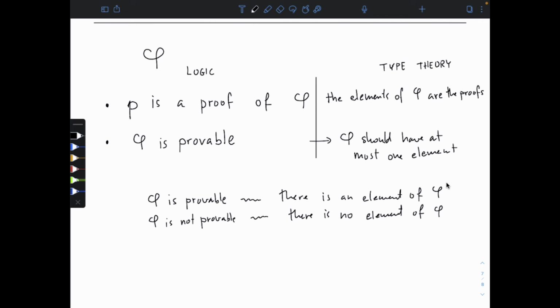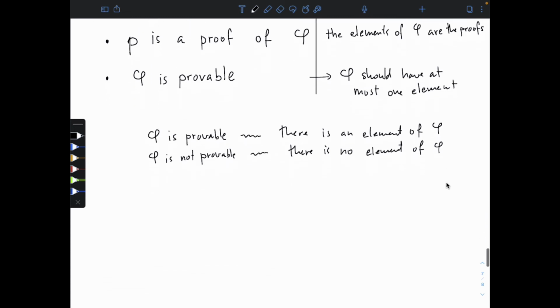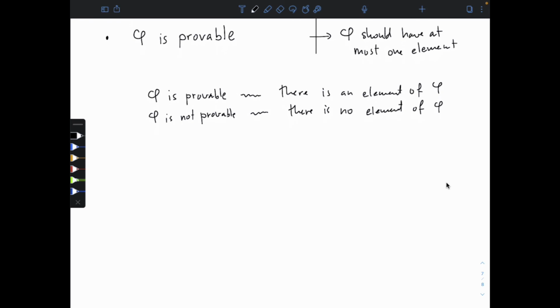I guess we're just confused why we have to limit ourselves to having at most one element. Okay, I will give you another view of this which might help.